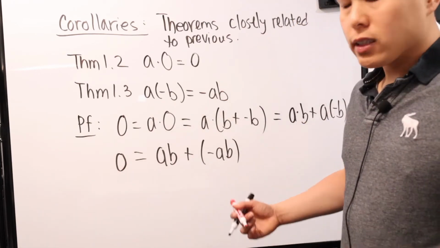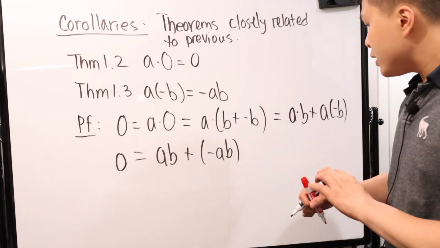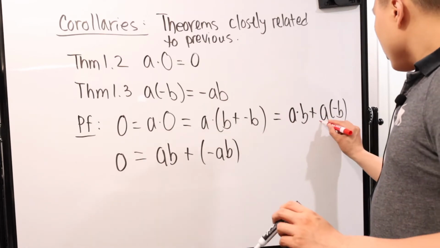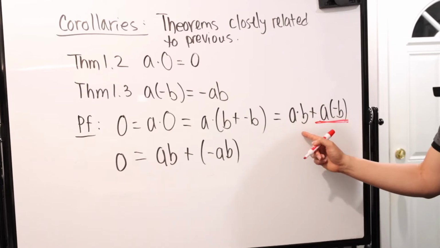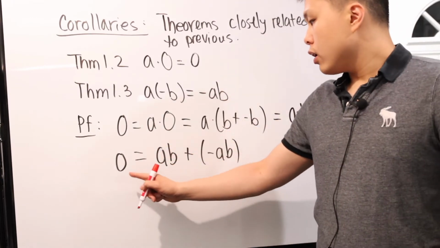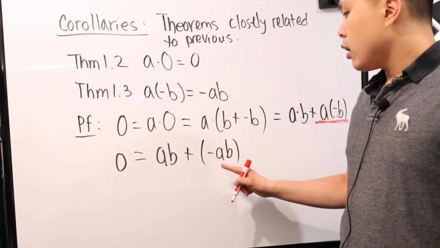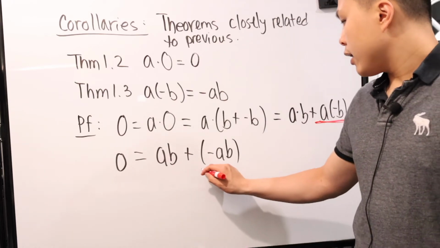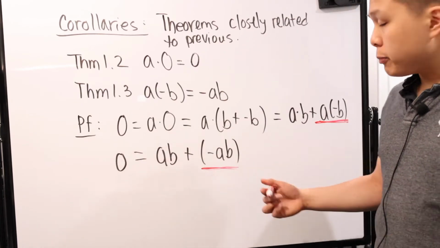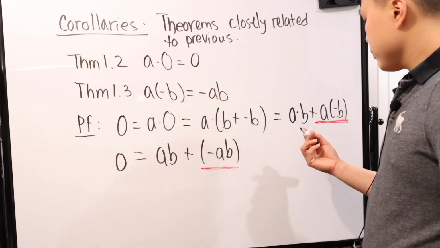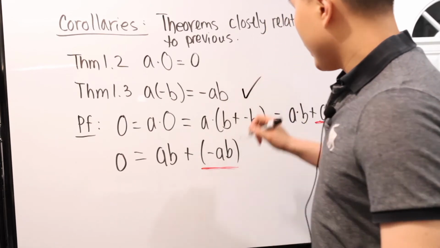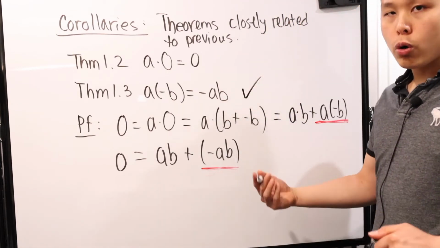Well, remember, axiom 6a also says that it has to be unique. So all of a sudden, this right here, a times negative b plus ab equals 0, and this right here, negative ab plus ab equals 0. That means these two, since it has to be unique, are equal. So that proves this specific statement, right? This is proven. Great. Now, where does the corollary come in?